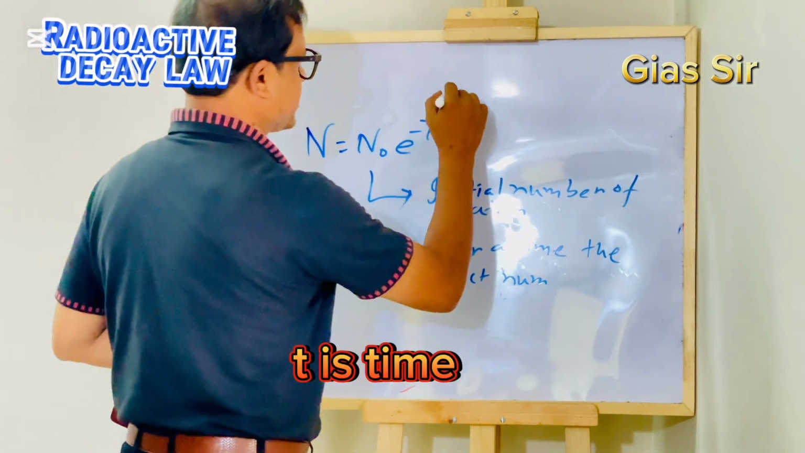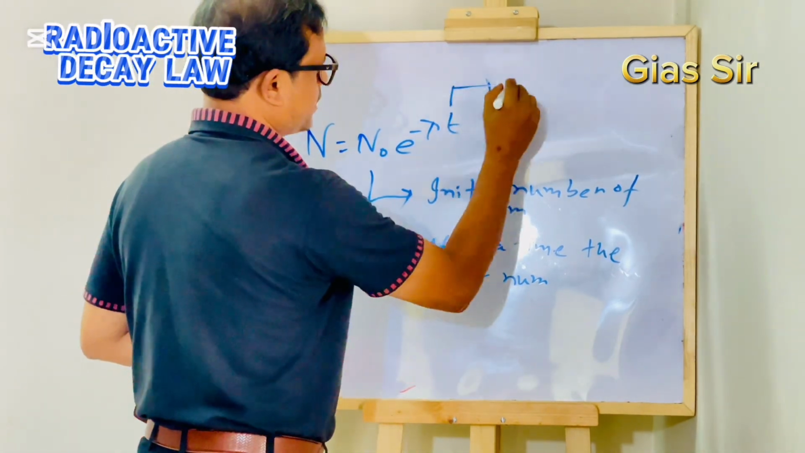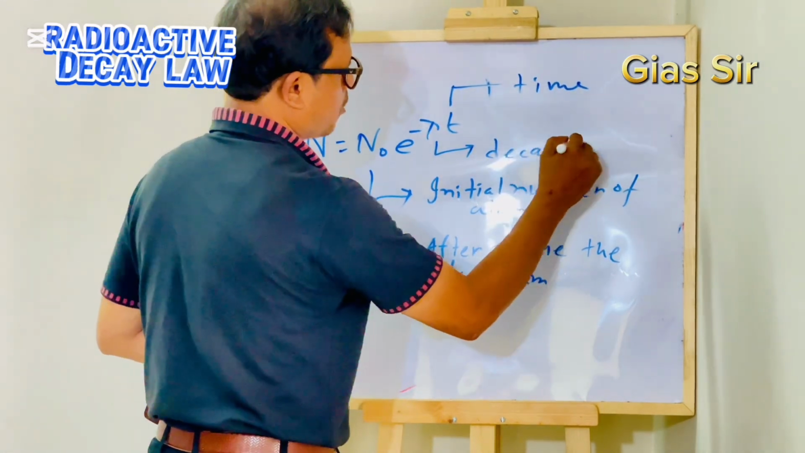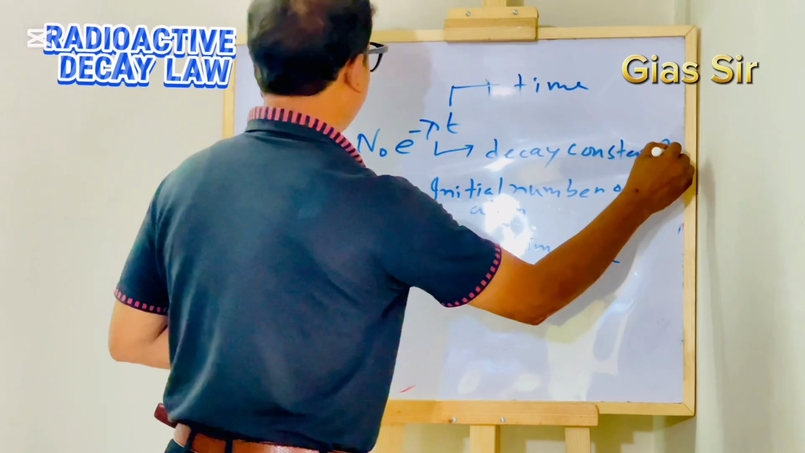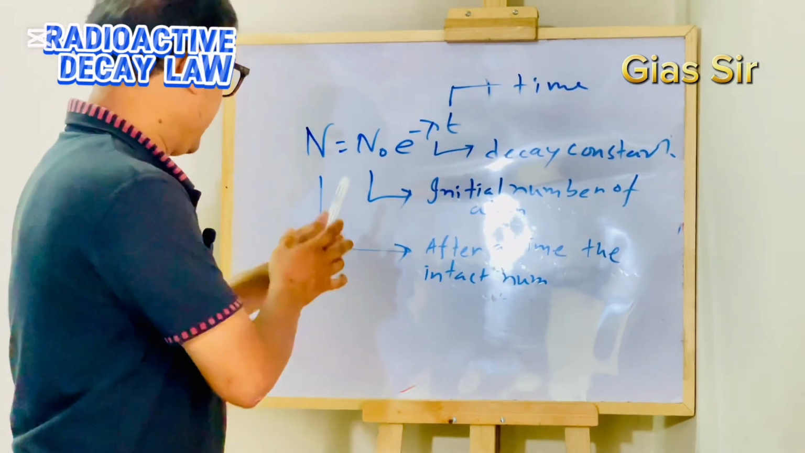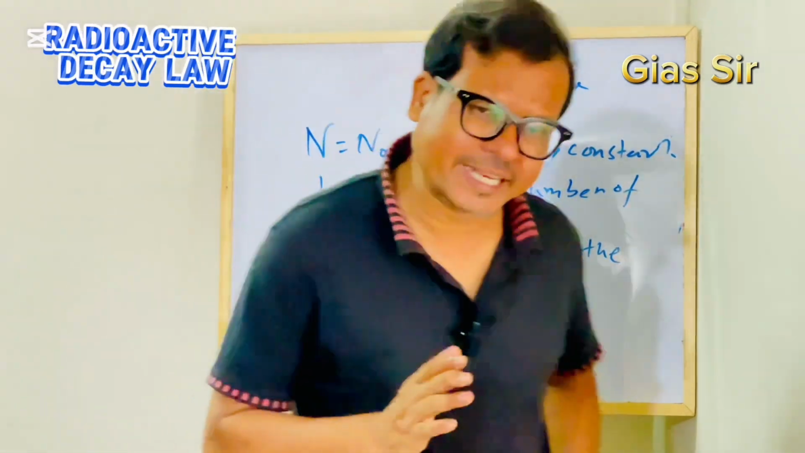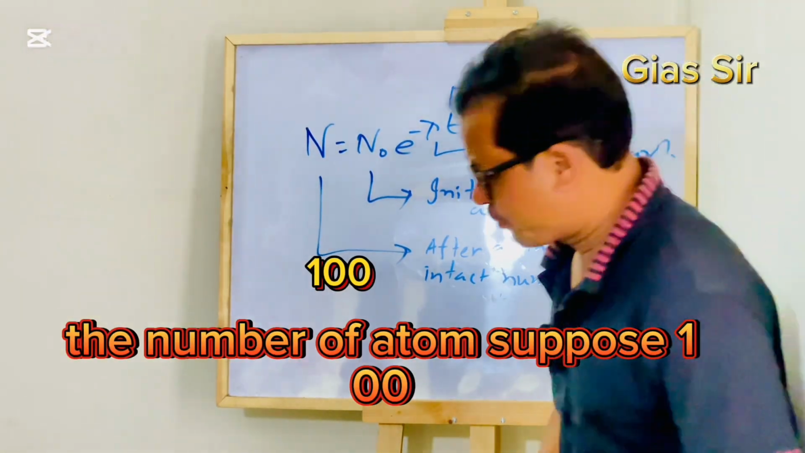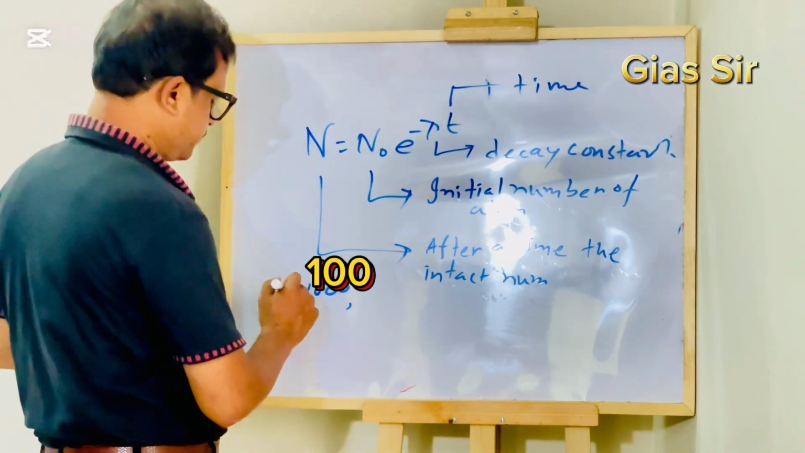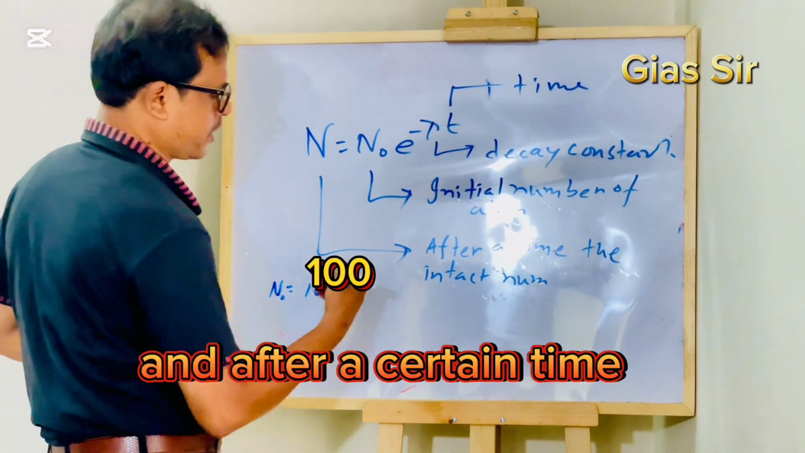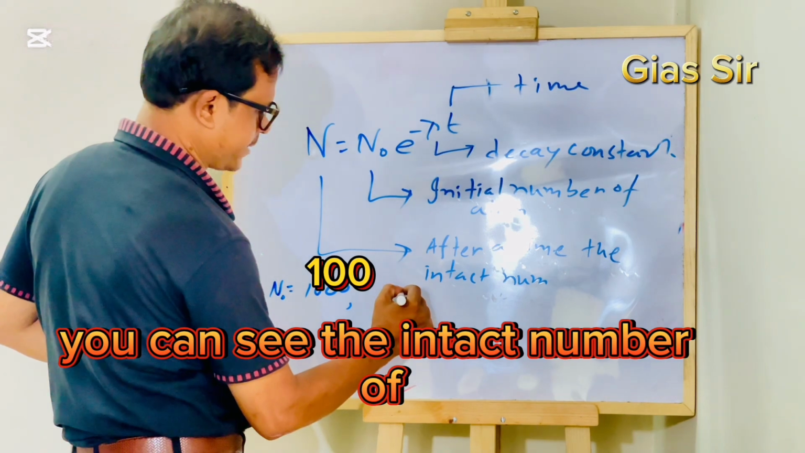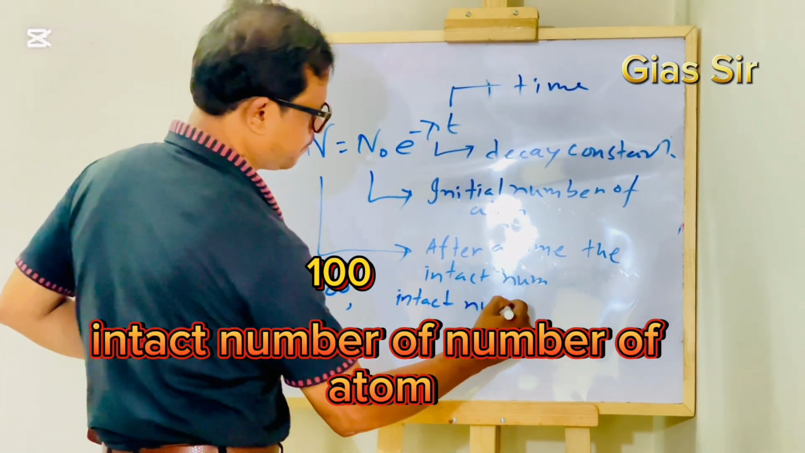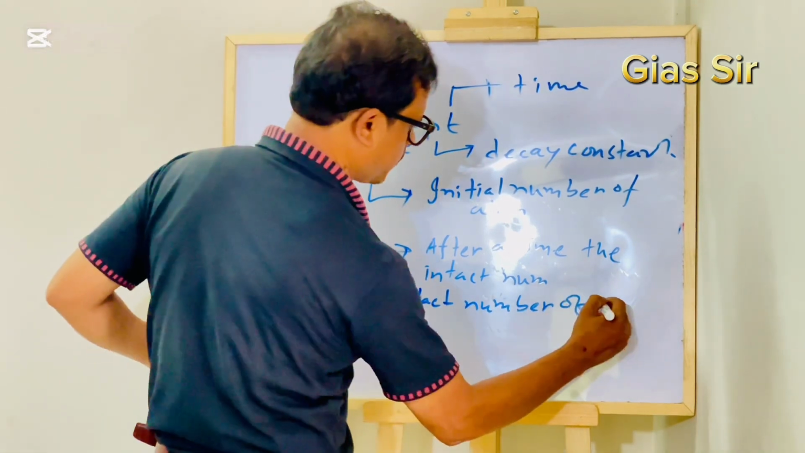Yes, t is time, and lambda is the decay constant. If you understand, N naught is the initial amount, the starting level, not decaying. The starting level is the number of atoms, and after a certain time, the intact number of atoms is N.